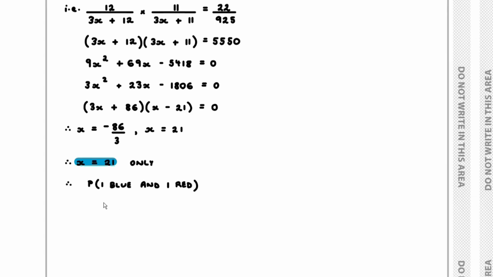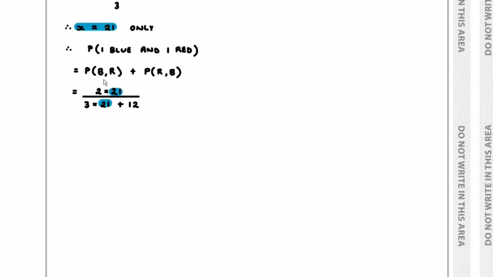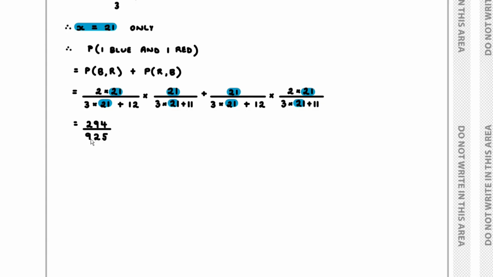Now what we need in this question is the probability of one blue and one red, and that's equal to getting a blue and a red, or a red and a blue. So, blue, that's 2 times 21 over 3 times 21 plus 12, and red, that's 21 over 3 times 21 plus 11. And then, red and blue, that's 21 over 3 times 21 plus 12, plus 2 times 21 over 3 times 21 plus 11. And if I work all of this out, I get 294 over 925.